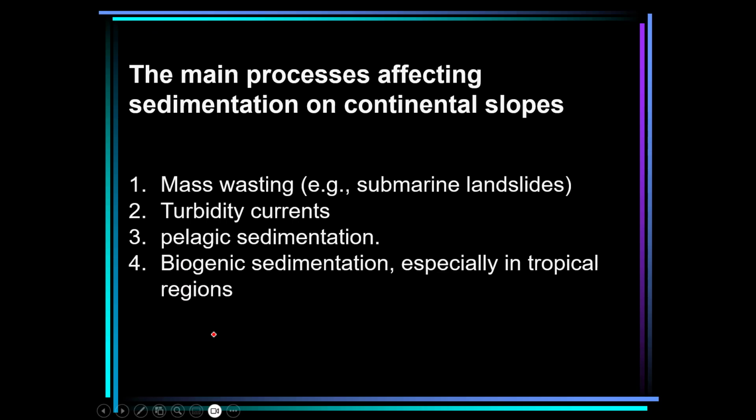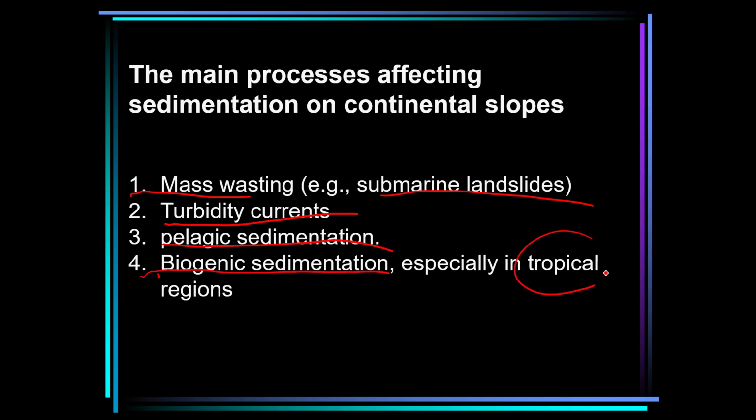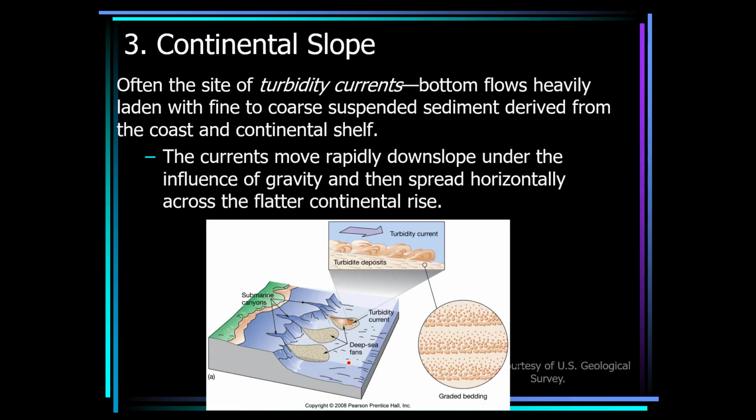So the main processes affecting the sedimentation on the slopes are mass wasting, which is like submarine landslides, the turbidity currents, pelagic sedimentation, and, as I just said, the biogenic sedimentation, especially if we are in the tropical regions. So let's start with the continental slope.